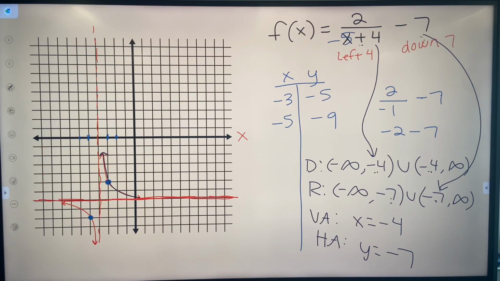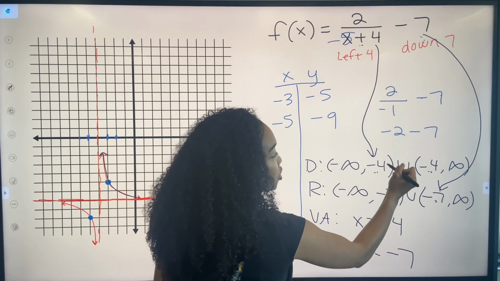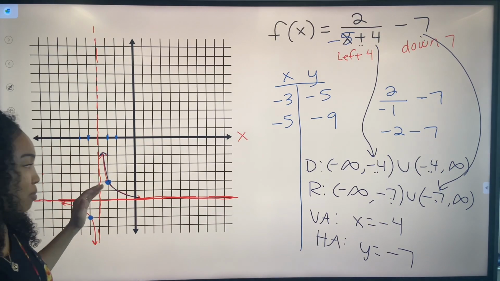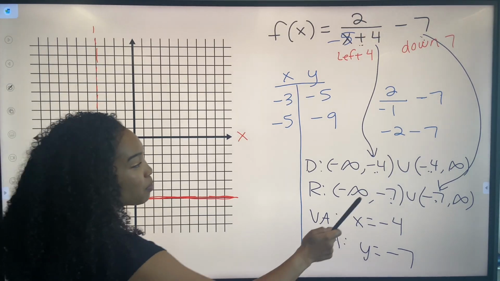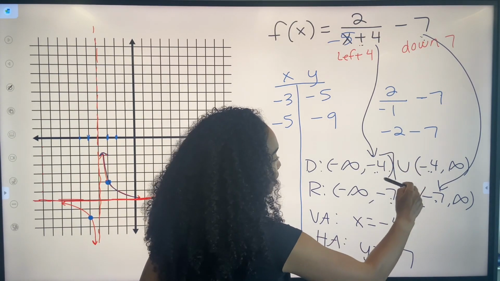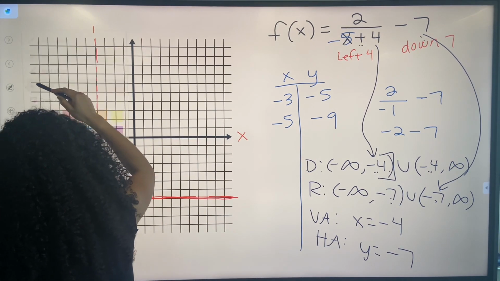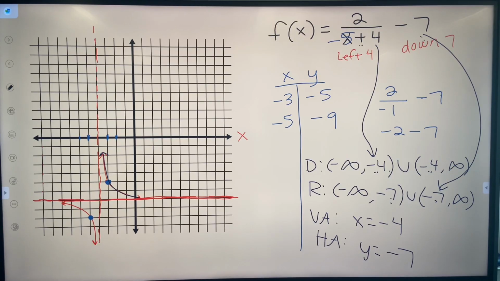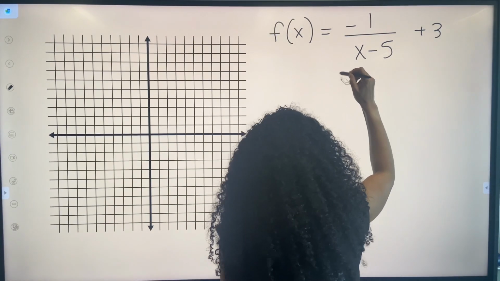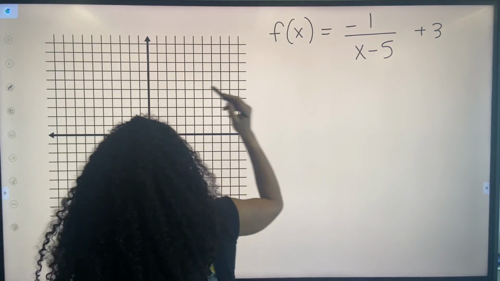Yes? I thought whenever it goes from -infinity to -4, isn't the thing supposed to be like a rectangle instead of rounded? Oh, you mean like a bracket? Yeah. You can't have a bracket here because you have an asymptote. You don't equal asymptotes. You can never be on the line. So these will always be parentheses. No bracket. Never have a bracket on an asymptote. Great question.